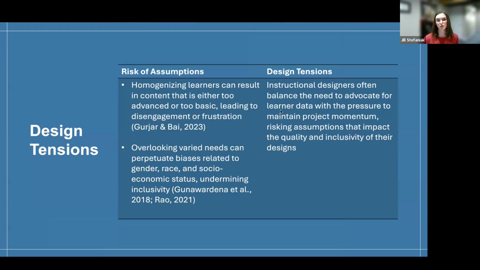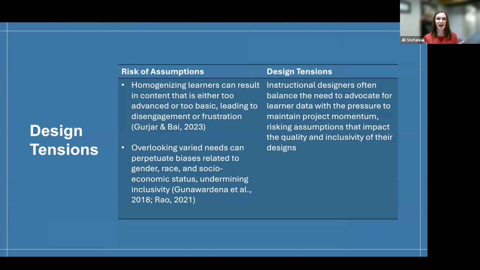And so the risk of assumptions is that we don't want to generalize and assume that all of our learners are the same. Because if we aim for one size fits all, we're going to get one size fits none. We also don't want to overlook varied needs, recognizing that individual learners' needs, especially when we start talking about accessibility, can vary drastically. So again, we don't want to assume that everyone with accessibility needs has the same needs, or that we have a prescriptive formula for how we're going to address them.